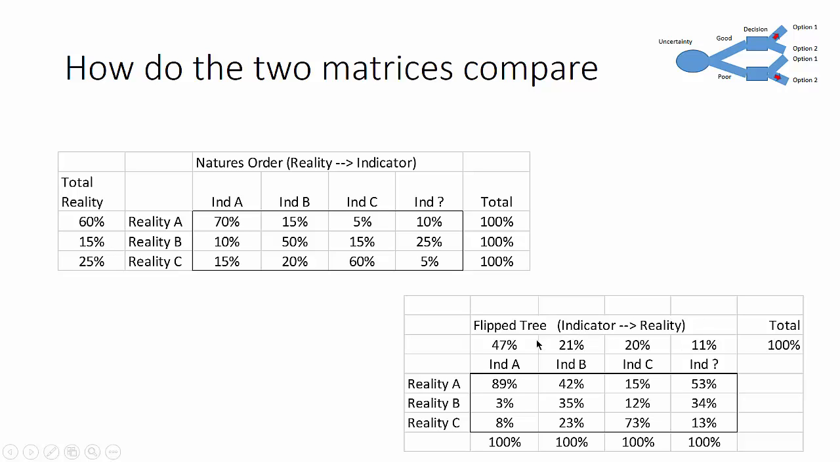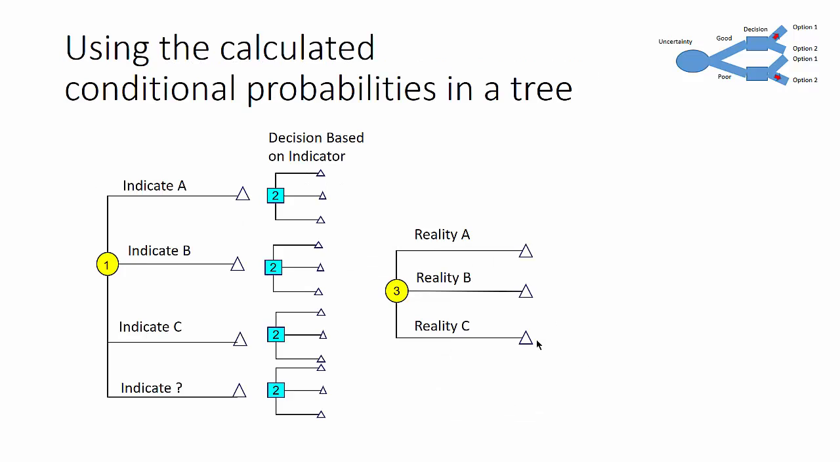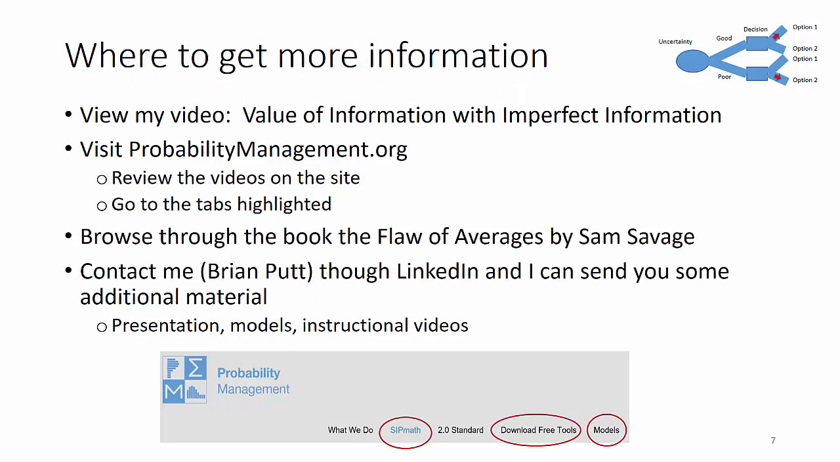How are these then going to be used in any analysis? Well, we're going to put them into a decision tree, presumably, where I'm going to get my indicator, and then I'm going to make a different decision, or possibly make a different decision, depending upon that indicator. That's why I've got 4 different decision nodes here. And then after I make my decision, I will see what reality is. So these probabilities here are going to depend upon which of these indicators are given.